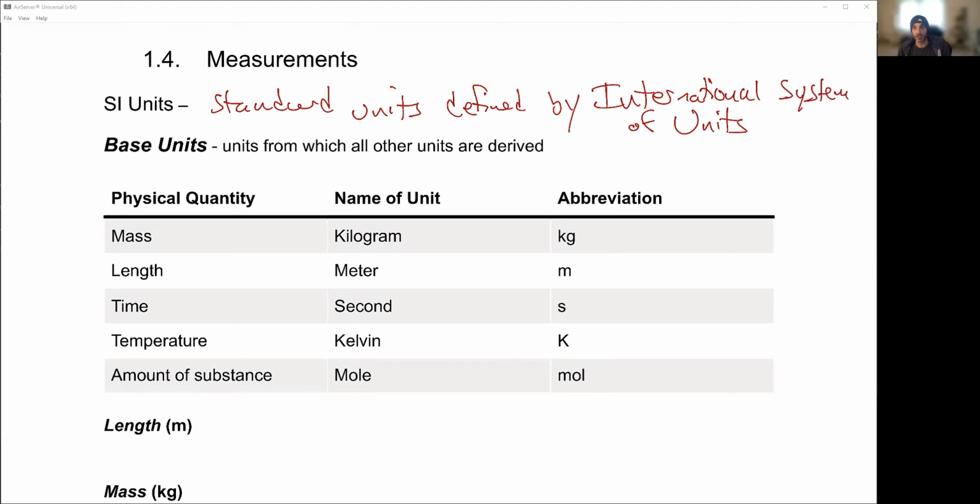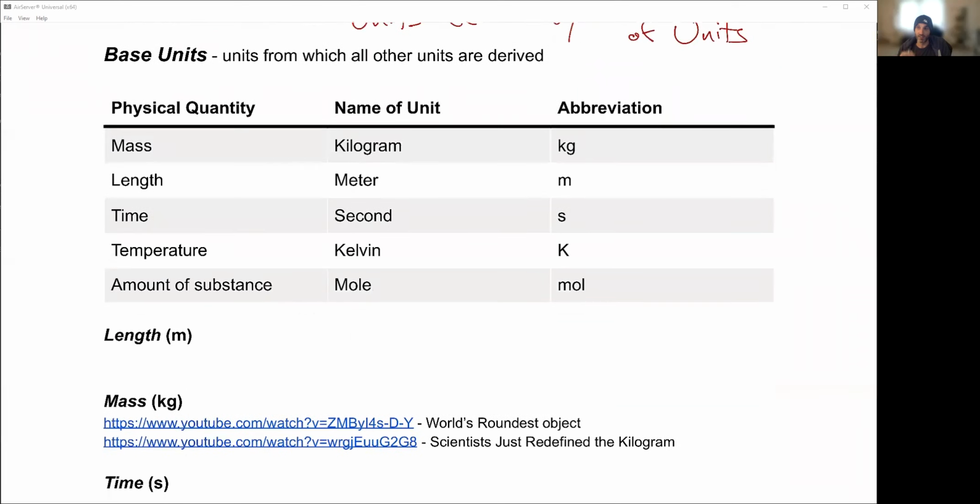So in the metric system or the SI units, we have a set of base units. Here are 5 of the 7. So mass, length, time, temperature, and amount of a substance are the 5 base units that we're going to use. The 2 missing are the candela, which is intensity of light, and the amp, which is a measurement of electric current. So those 2 we're not going to use at all.